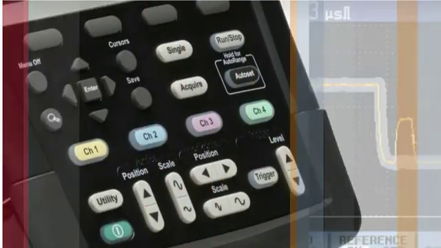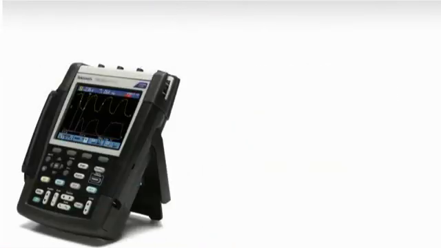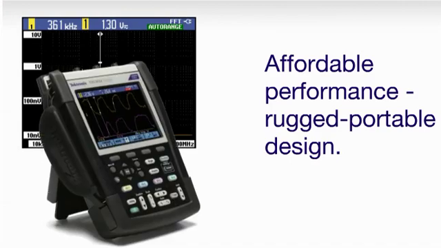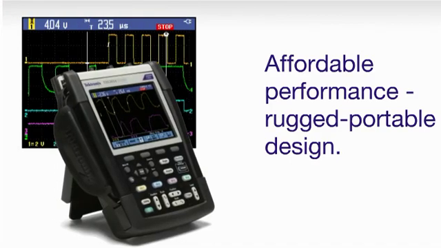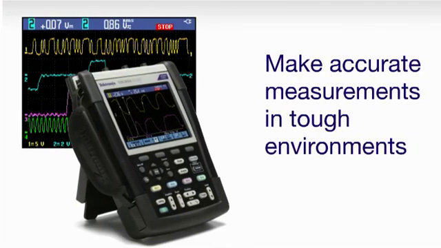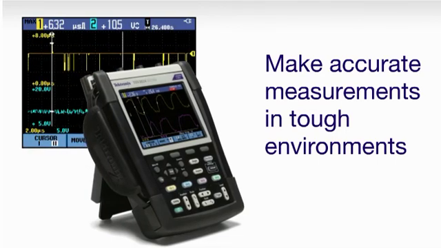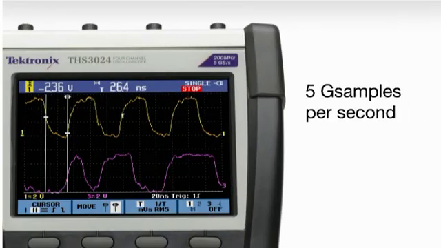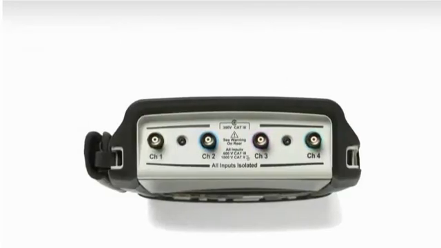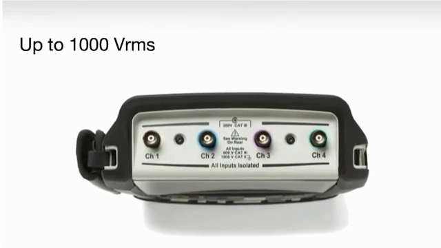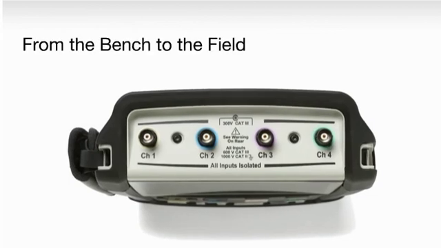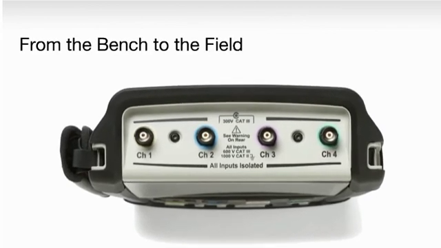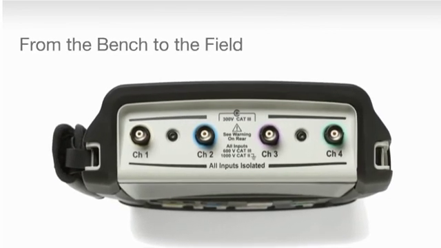THS3000 series of handheld oscilloscopes provides you with affordable performance in a rugged portable design. Packed with features, it enables you to accurately measure signals in some of the toughest environments. With best-in-class sampling rates of up to 5 gigasamples per second, coupled with the capability to measure up to 1,000 volts, the THS3000 is an instrument that excels in both bench and field applications.